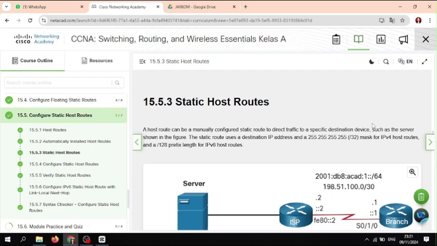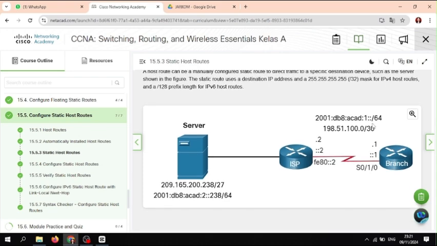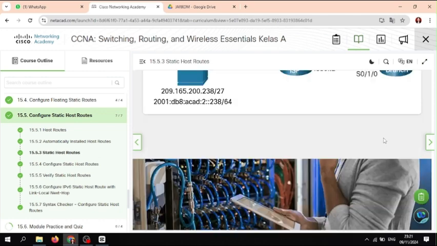Next, rute static host. Jadi rute host dapat berupa rute statis yang dikonfigurasi secara manual untuk mengarahkan lalu lintas ke perangkat tujuan tertentu, seperti server yang ditunjukkan pada gambar ini. Rute statis menggunakan alamat IP tujuan dan subnet mask 255.255.255.255 atau /32 untuk rute host IPv4 dan prefix /128 untuk rute host IPv6.